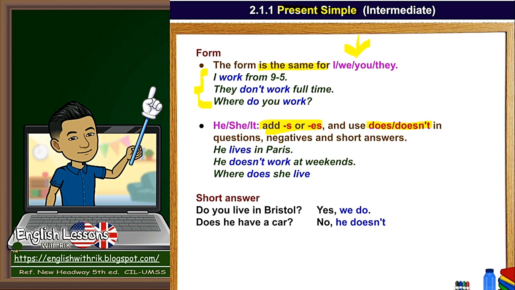He lives in Paris. He doesn't work at weekends. Where does she live? Do you live in Bristol? Yes, we do. Does he have a car? No, he doesn't.